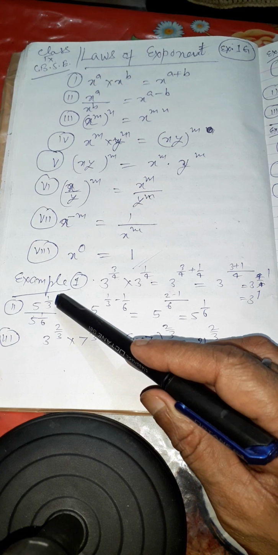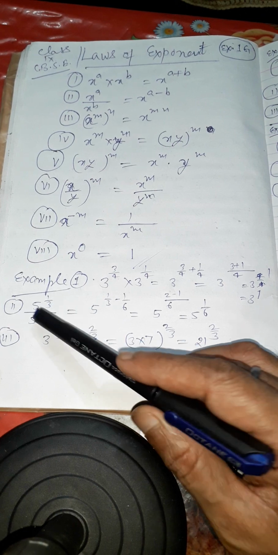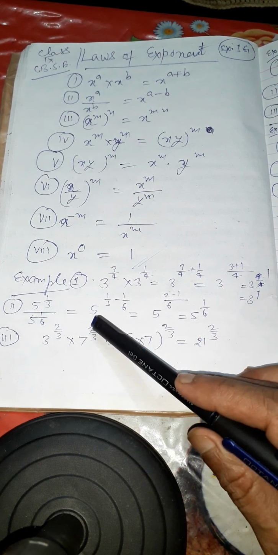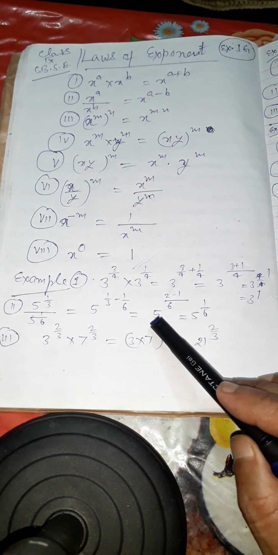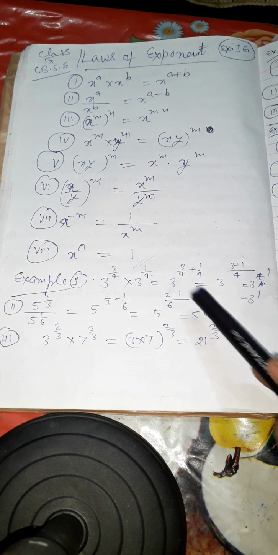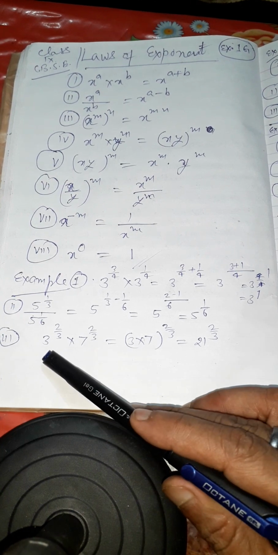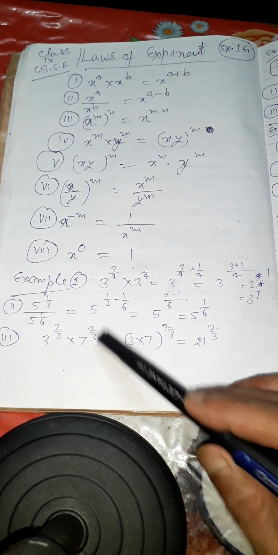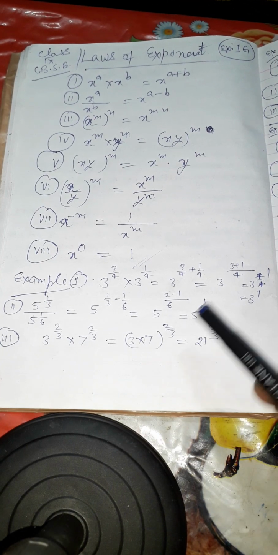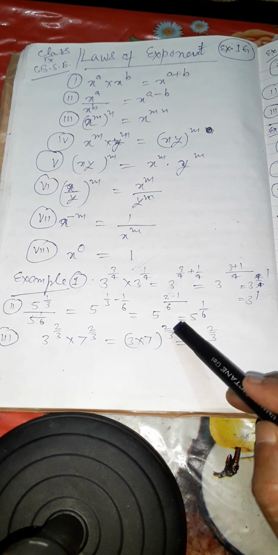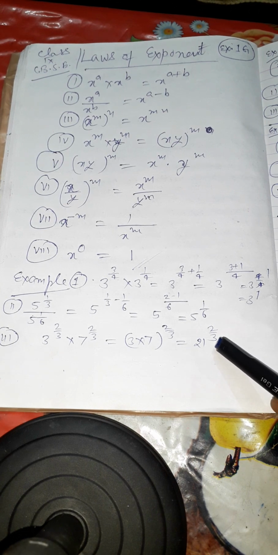Next question, 5 to the power 1 by 3 upon 5 to the power 1 by 6, it is 5 to the power 1 by 3 minus 1 by 6. Taking the LCM 6, we get 2 minus 1 upon 6, it is 1 upon 6. Third part of the sum, 3 to the power 2 by 3 into 7 to the power 2 by 3. Both have the same exponent, so the numbers are multiplied and 2 by 3 is the common power. Then it is 21 to the power 2 by 3.